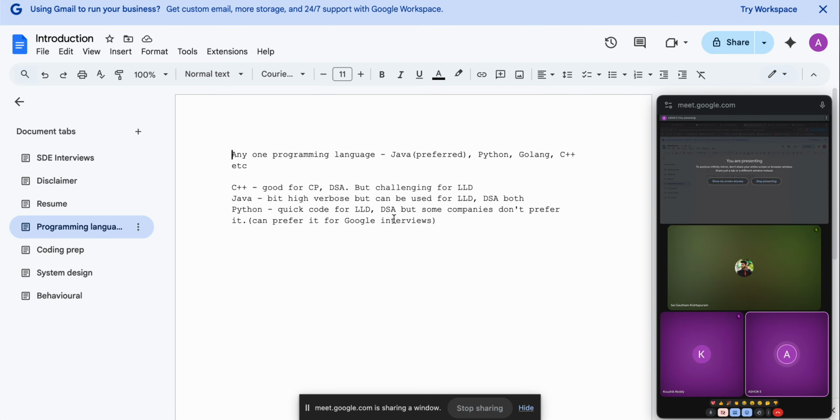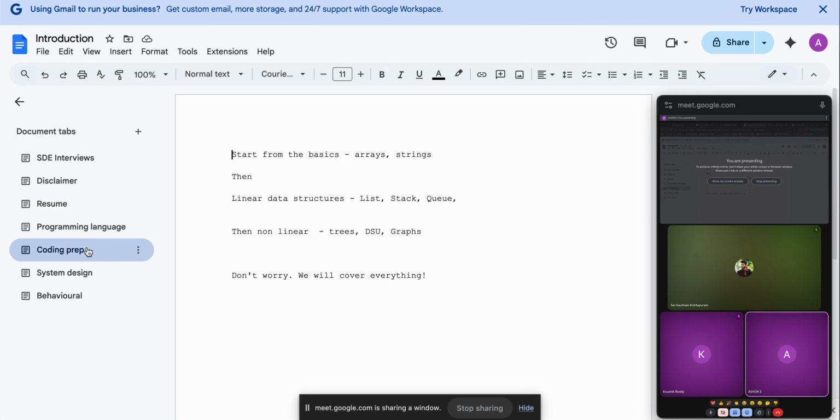Yep, I think these are all standard things you might already be aware of. So you need to get a good hand on one programming language at least. I would suggest Java, mainly because you can reuse the same for LLD, machine coding, and whatever is needed. Python, some companies don't prefer Python. They want you to have a good hand on one compiled language, right? Python is an interpreted language. Golang is also okay. C++ will be useful for CP and DSA, but it will be very challenging for LLD when you want to implement some design patterns and everything, right?